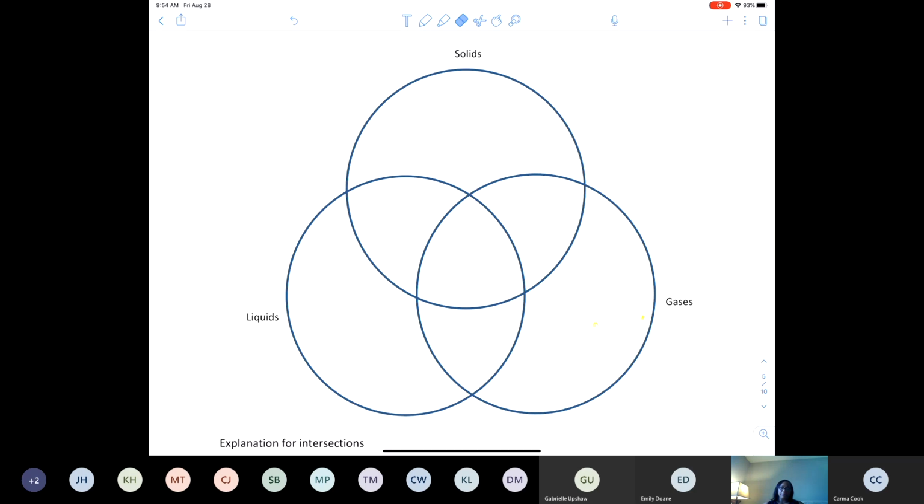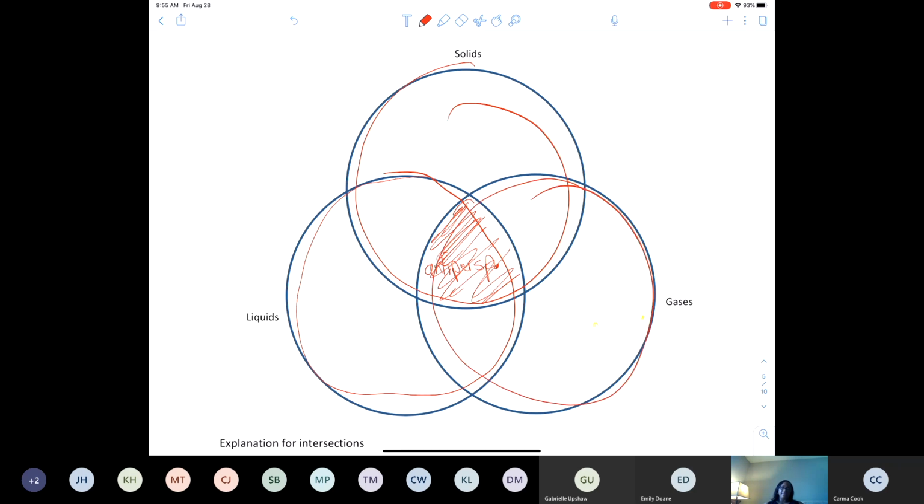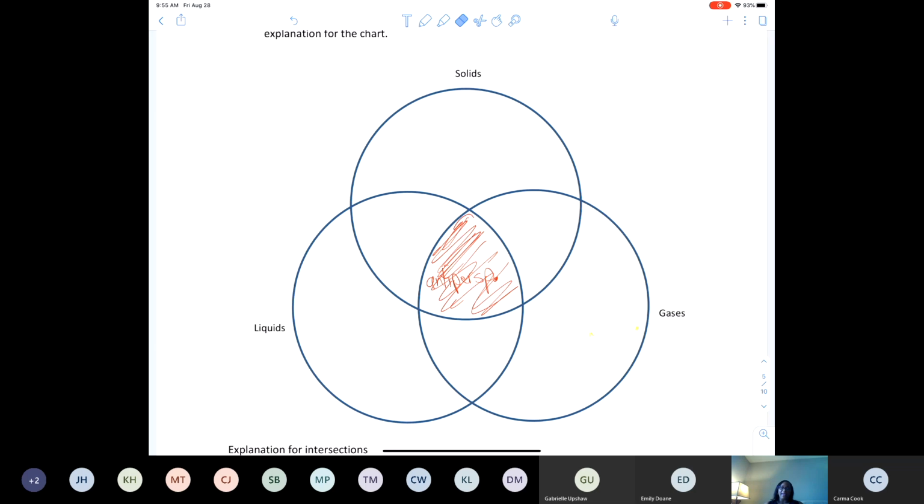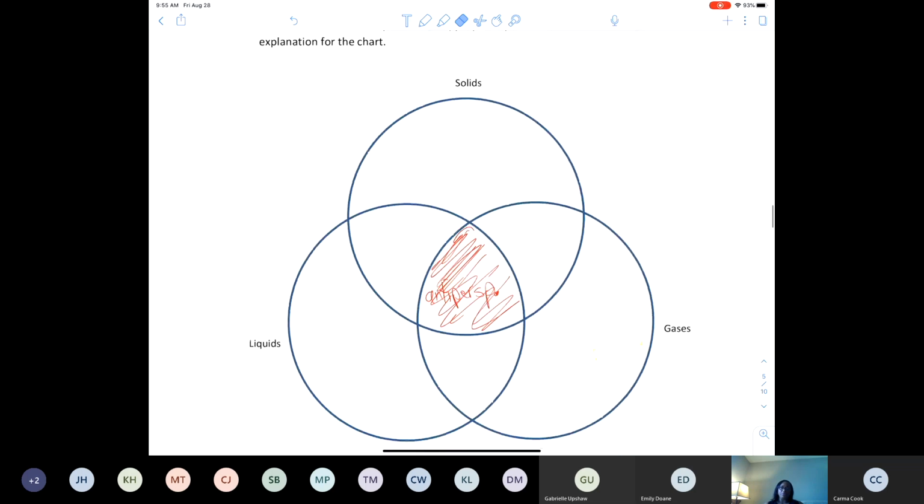However, if I feel the antiperspirant is all three, a solid, a liquid, and a gas, then the antiperspirant would go here. So any of the products that you feel fit all three categories will go in here. And that's going to be the intersection between all three, solid, liquid, and gas. So any questions about how to fill out the diagram in question 3?